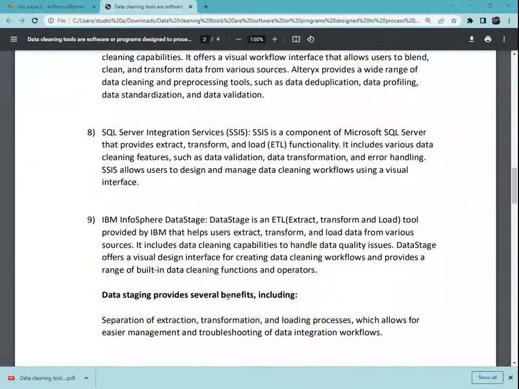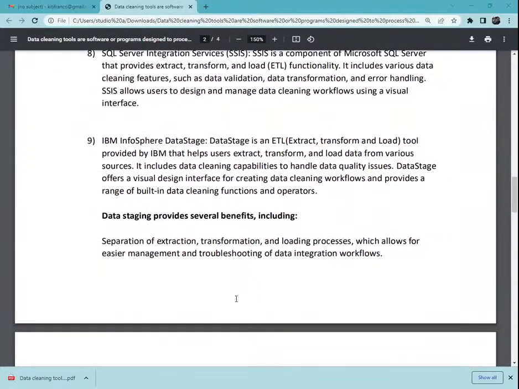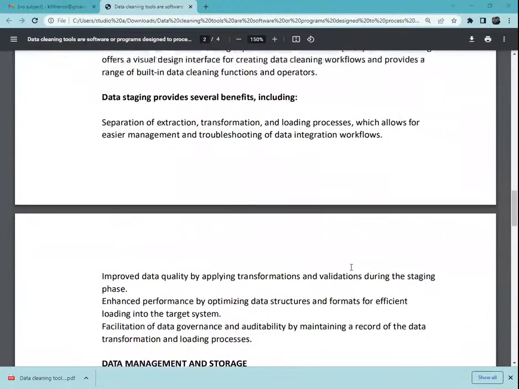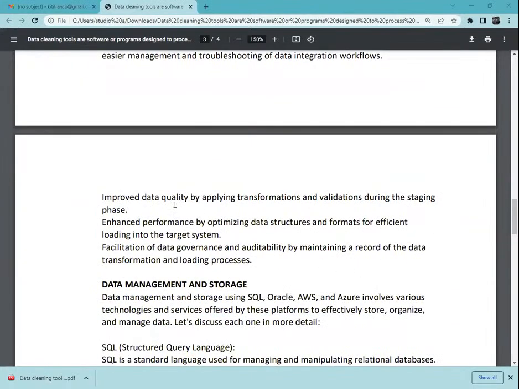DataStage provides several benefits, including separation of extraction, transformation and loading processes, which allows for easier management and troubleshooting of data integration workflows. Troubleshooting, of course: remember when you are trying to integrate various software, you could have issues in between. How do you resolve those problems? That is what we call troubleshooting. Improved data quality by applying transformations and validations during the staging phase.